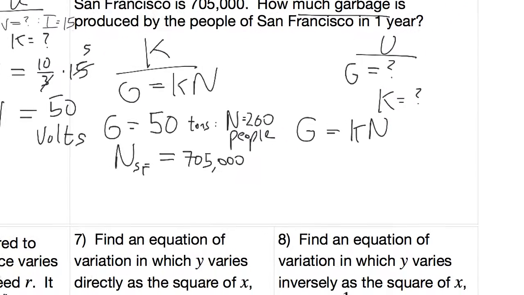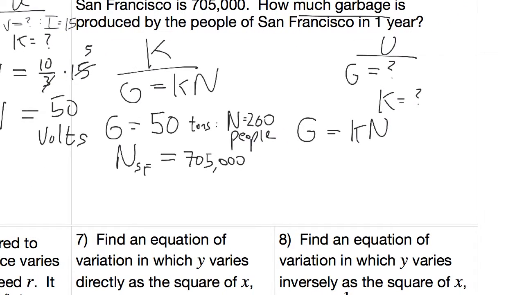The equation is G equals KN. Let's put it in for the isolated case of when you've only got 50 tons of garbage and 200 people. When you divide both sides by 200, you get K is equal to 0.25.